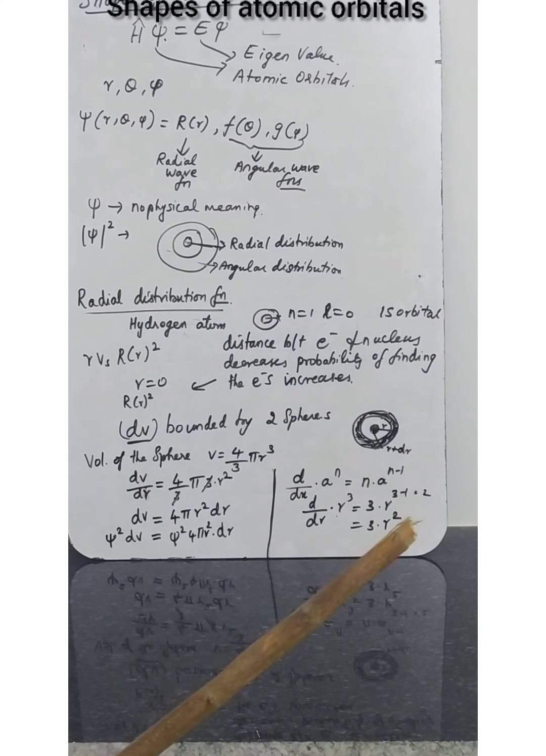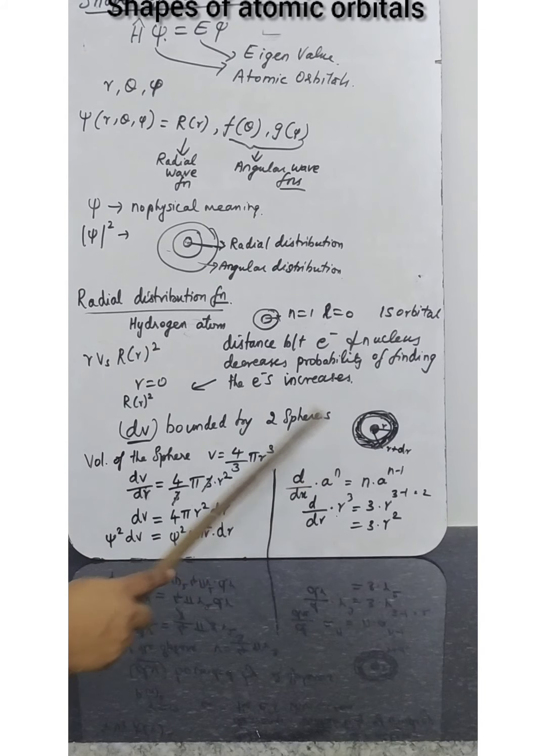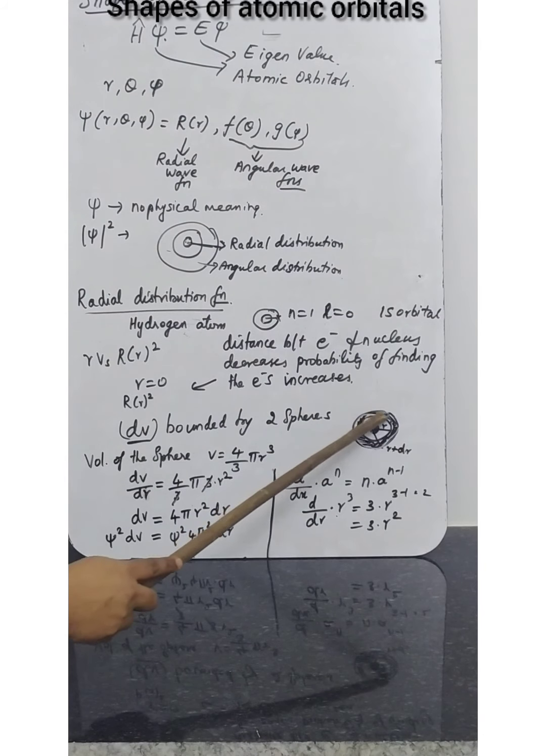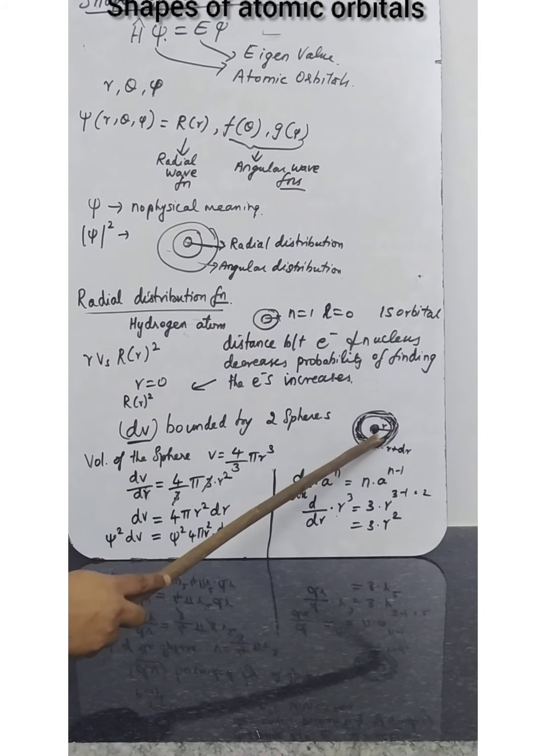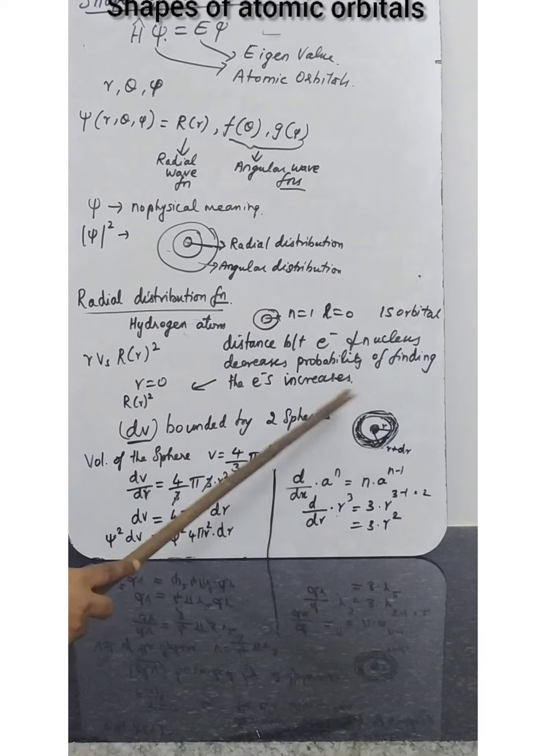What is the meaning of node? I said the probability of finding the electron is 0. So in the 1s orbital, the probability of finding the electron is more only. There is no 0. This shaded portion is the probability of finding the electron. So here it is more. Understand now? So there is no node.